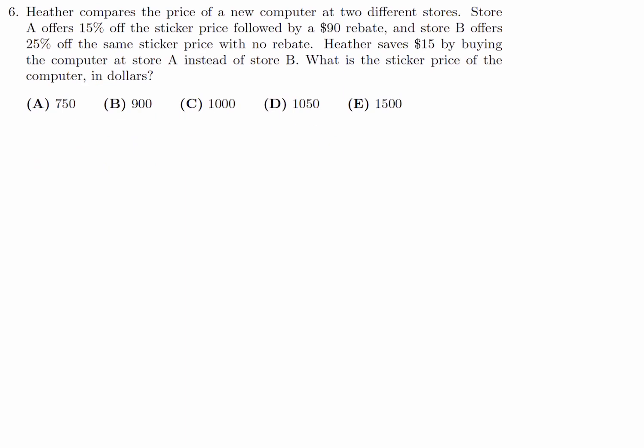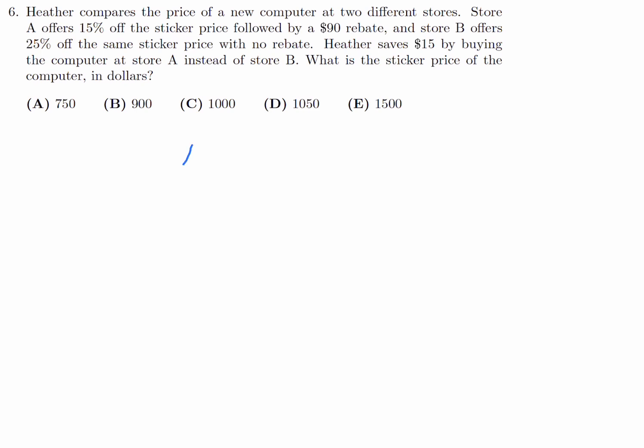Heather compares the price of a new computer at 2 different stores. Store A offers 15% off the sticker price, followed by a $90 rebate. And then store B offers 25% off the same sticker price with no rebate. Heather saves $15 by buying the computer at store A instead of store B. What is the sticker price in dollars?